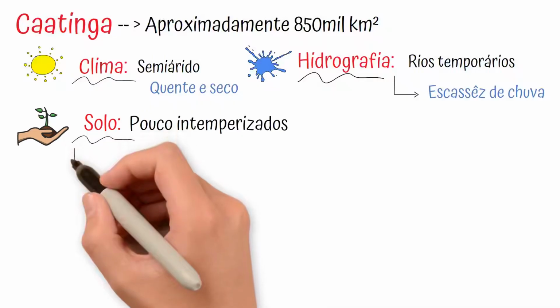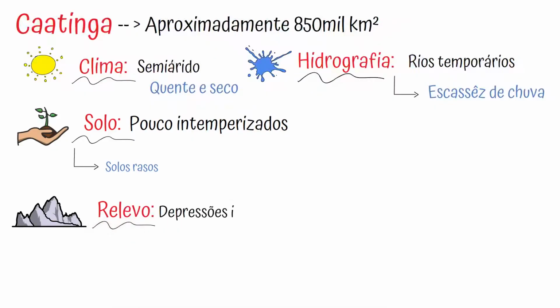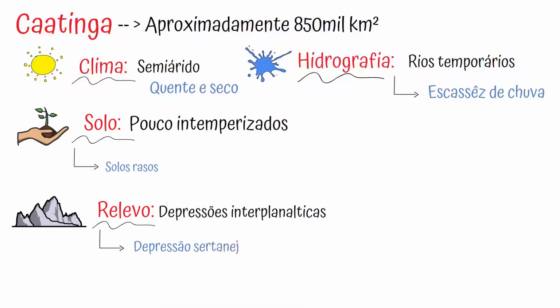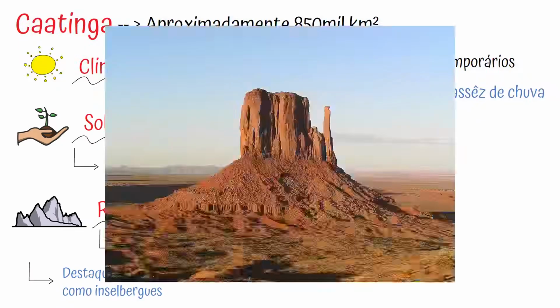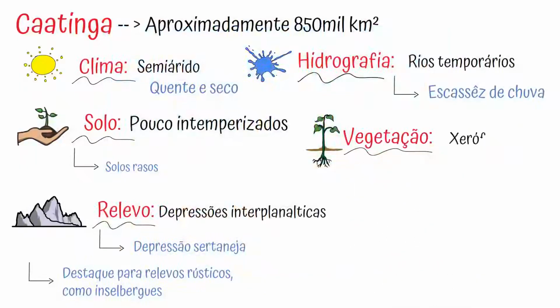I've been talking a lot about weathering. If you don't know what that is, watch this video here. It's up here in the card, okay? The area's relief is marked by interplateau depressions, with emphasis on the so-called Sertaneja Depression, which is essentially an area lower than those around it, and it basically covers all the states in the Northeast region. Also standing out in this domain's landscape are more rugged landforms like those inselbergs. I'll leave it on the screen for you to take a look. And the vegetation in the area is the Caatinga vegetation, which is a type of vegetation essentially more adapted to the dry climate, right? The so-called xerophytic vegetation. All right, everything clear so far, right?